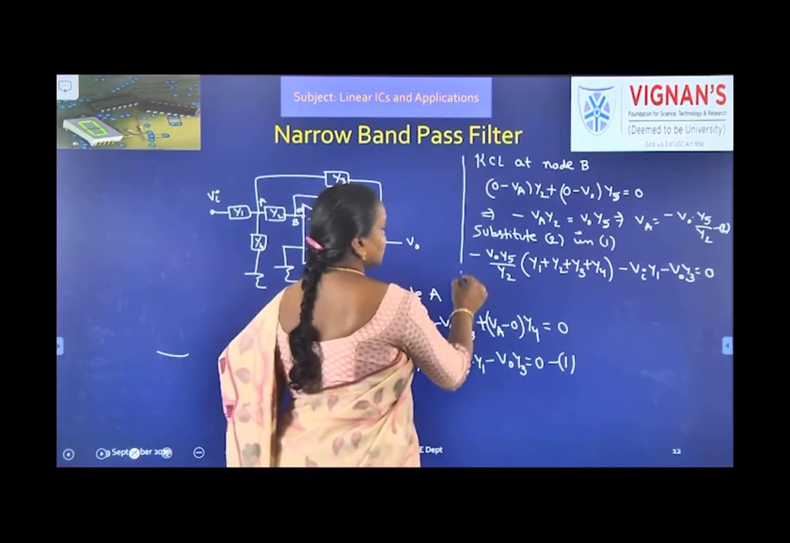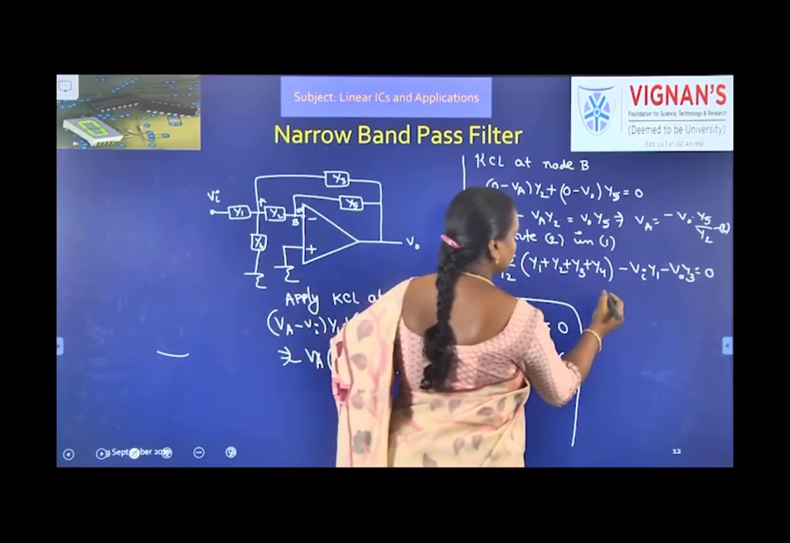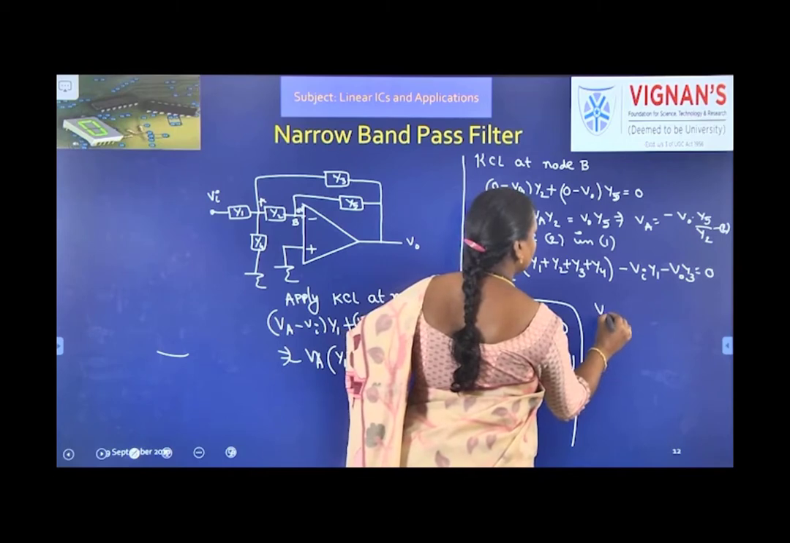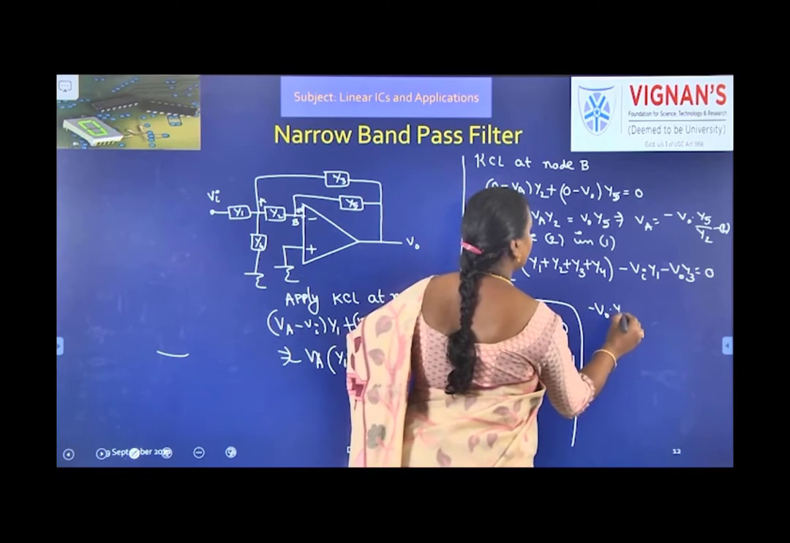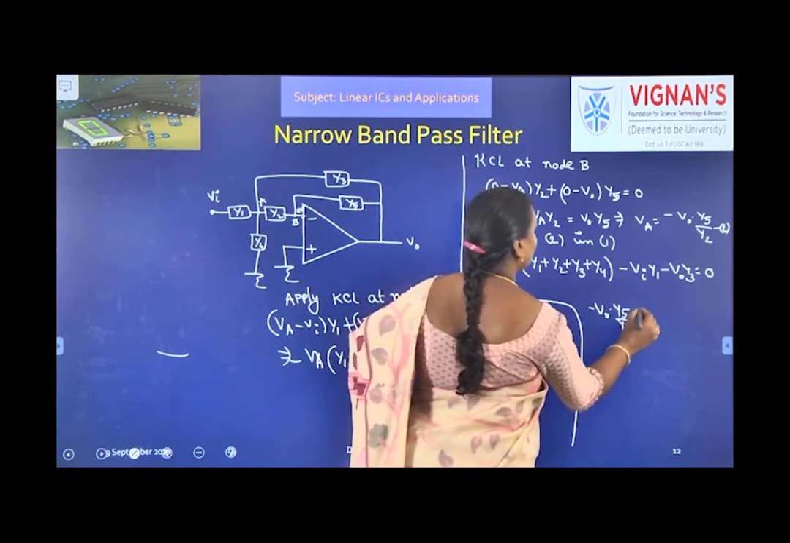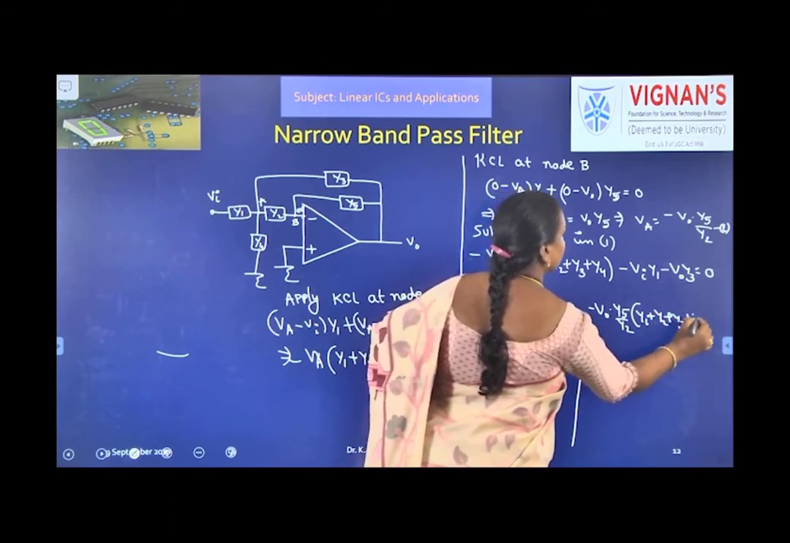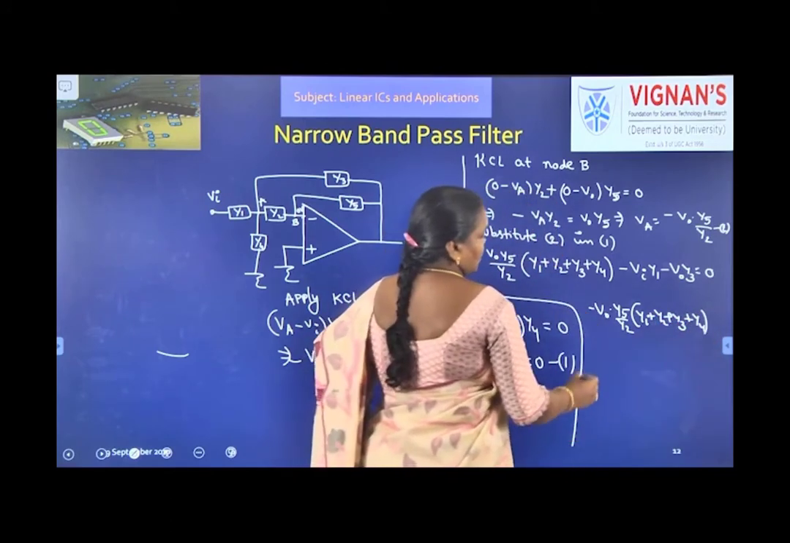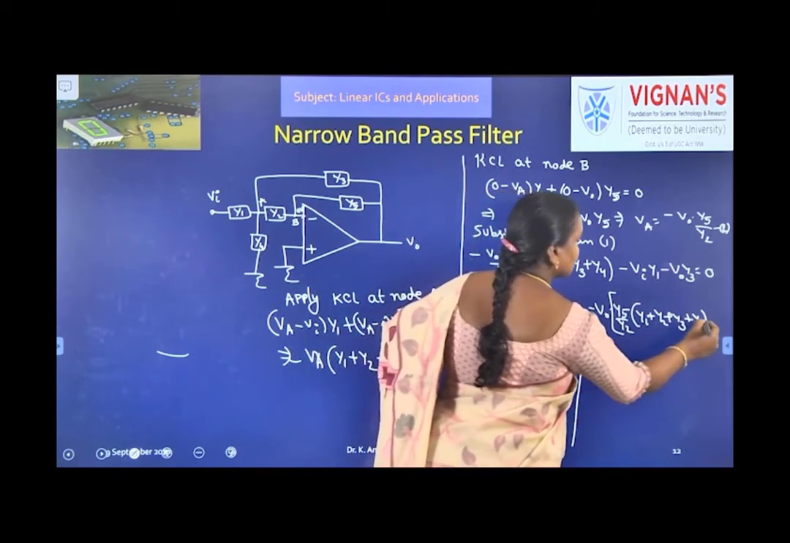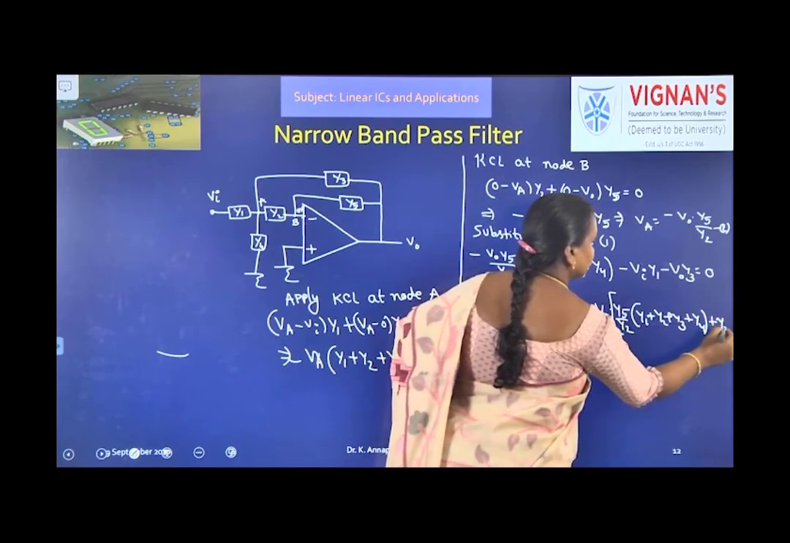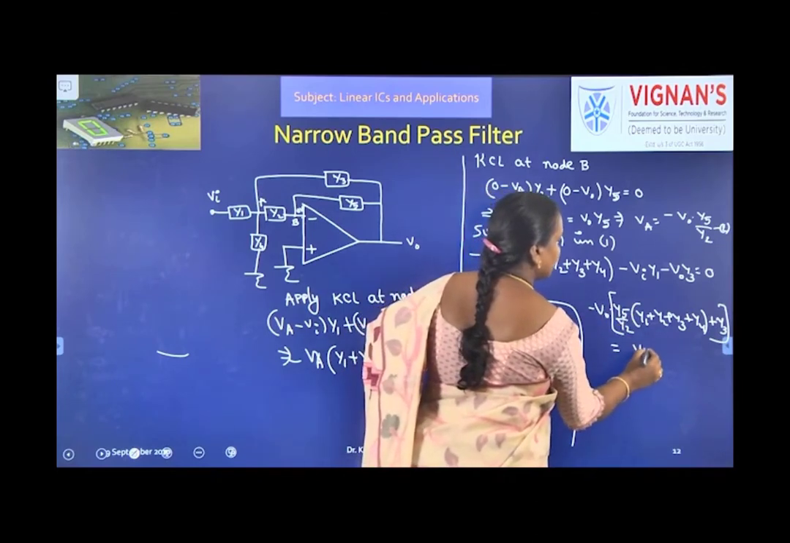So, V0 VI relationship means, first I am taking V0 terms common. So, if I take V0 terms common, what do I have? V0 into Y5 by Y2 into Y1 plus Y2 plus Y3 plus Y4 minus Y3. So, already minus also I have taken. So, plus Y3 is equal to Vi into Y1.